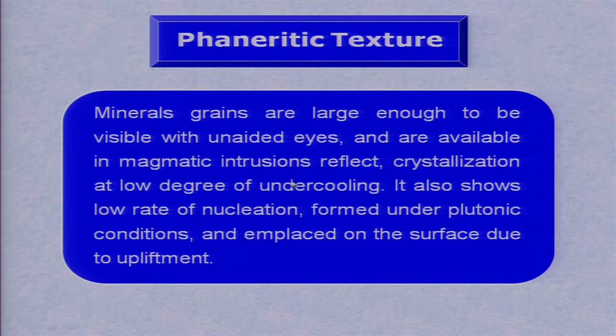These types of textures are mostly found in the plutonic rocks. Plutonic rocks are those rocks which are formed in deep seated conditions and they imply a slower rate of cooling, and over time these rocks have been uplifted to the surface.